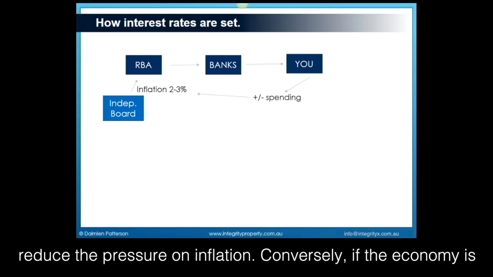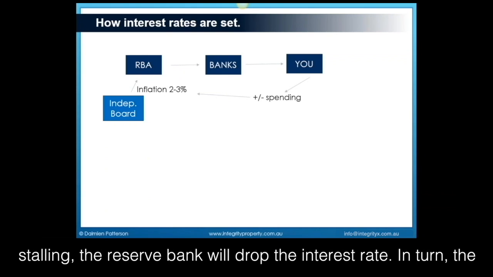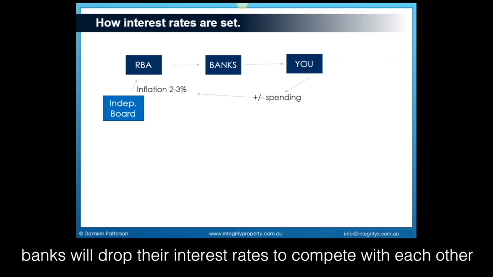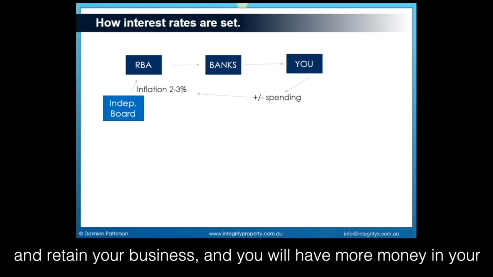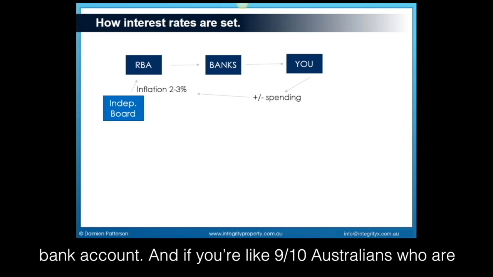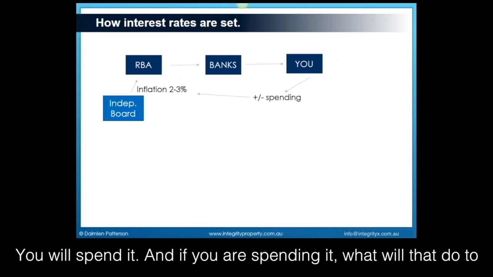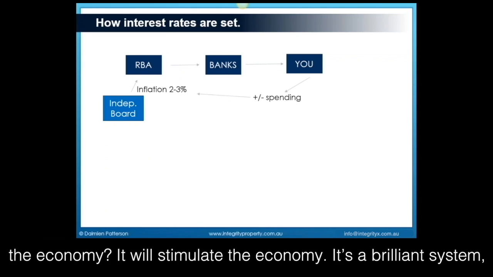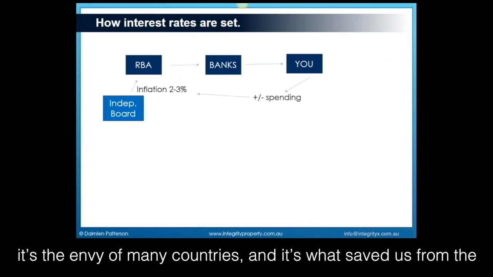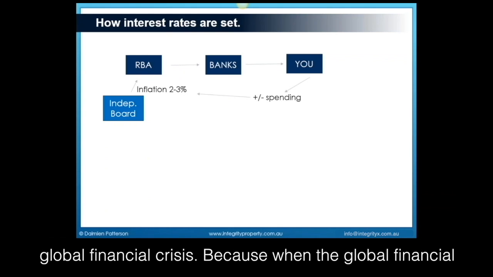Conversely, if the economy is stalling, the Reserve Bank will drop the interest rate. In turn, the banks will drop their interest rates to compete with each other and retain your business, and you will have more money in your bank account. And if you're like 9 out of 10 Australians who are hopeless with their money, what will you do with that money? You will spend it. And if you are spending it, what will that do to the economy? It will stimulate the economy. It's a brilliant system.